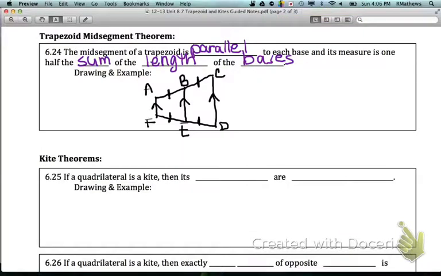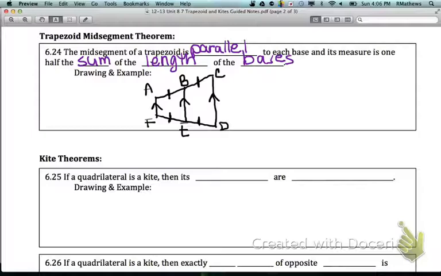All right, so we have the trapezoid mid-segment theorem. What this says is that the mid-segment of the trapezoid is parallel to each base, and its measure is 1/2 the sum of the lengths of the bases. And that's where it's slightly different from the triangle. The triangle only has one base, or one opposite side, so it's just half of that. But in this case, because there are two bases, it's going to be half of their sum, basically their average.